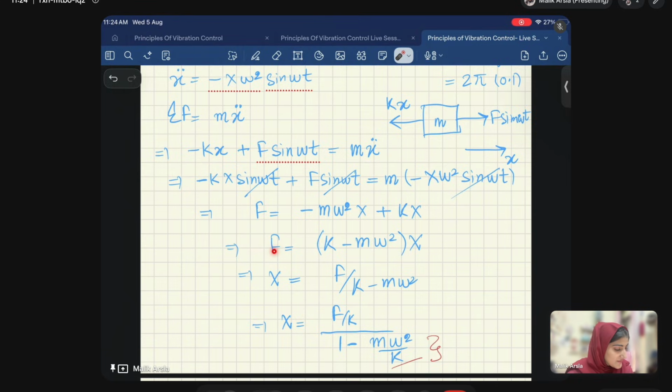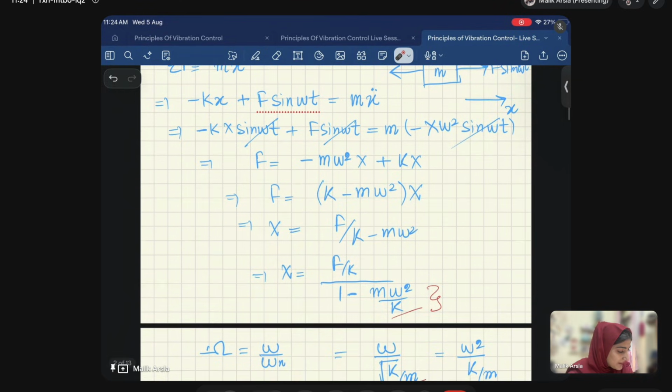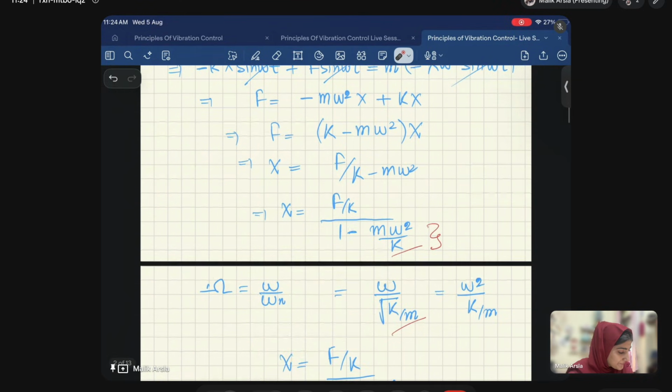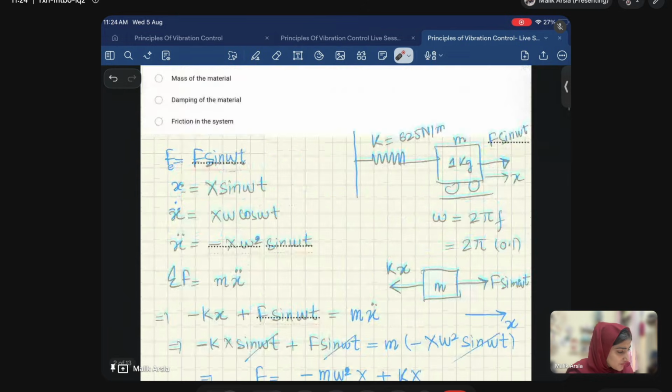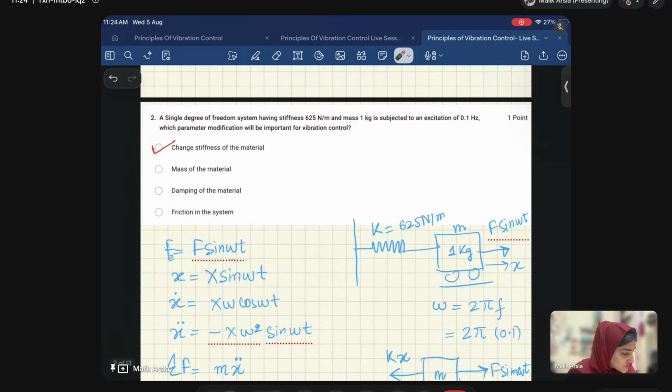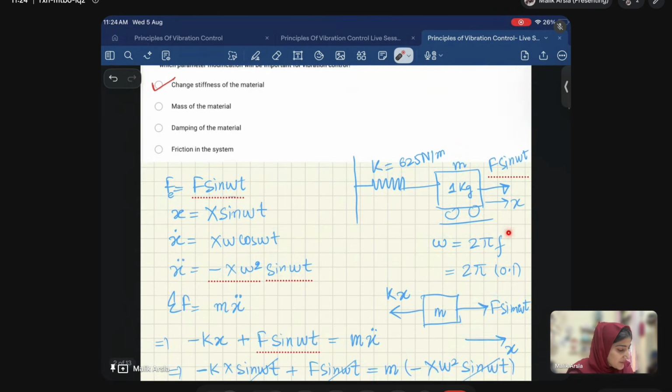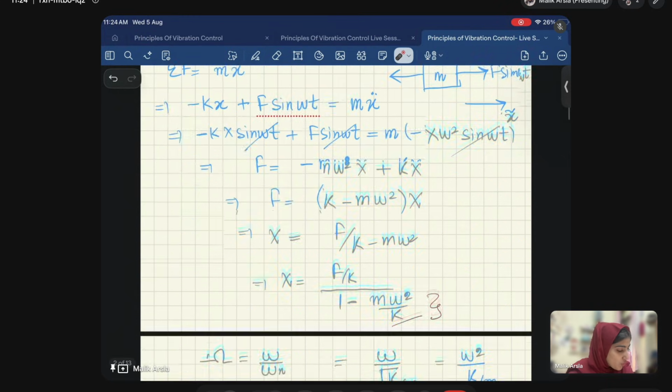So here you can see that F is equal to (k minus m omega square) X, and by simplifying you can write it as X is equal to F upon k by 1 minus m omega square upon k. Now omega has been given in the question, so we have been given the excitation frequency f as 0.1, so we can simply write omega equals 2 pi f, and from here we can find out the omega.